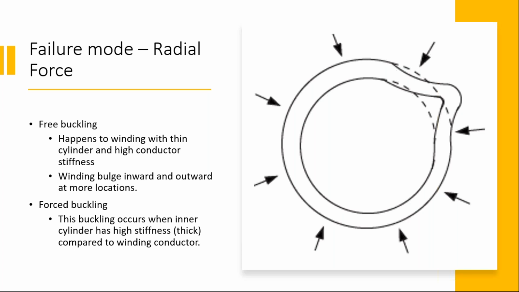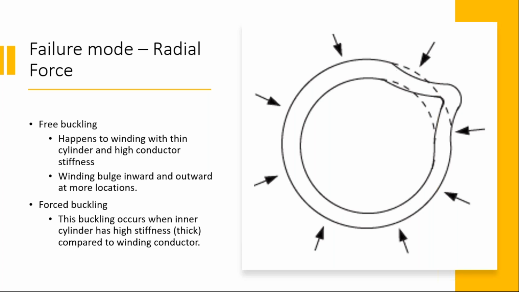For an inner winding, the stressors are the compressive load, and the first one we saw was the bending between supports, and the next one was the buckling phenomenon. In the first one, free buckling, this happens when we have a thinner conductor and higher conductor stiffness. And when this happens, you will see the failure is similar to the previous illustration. It can fail in a zigzag fashion.